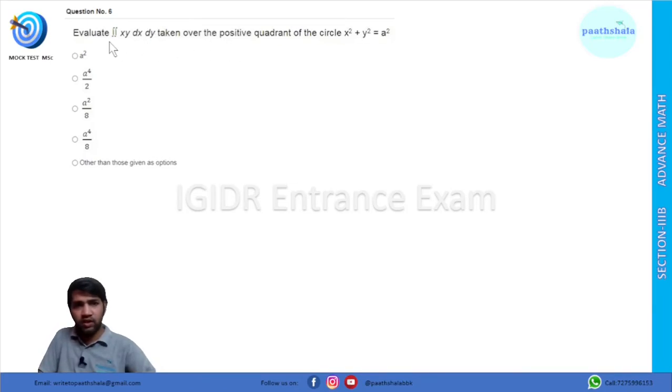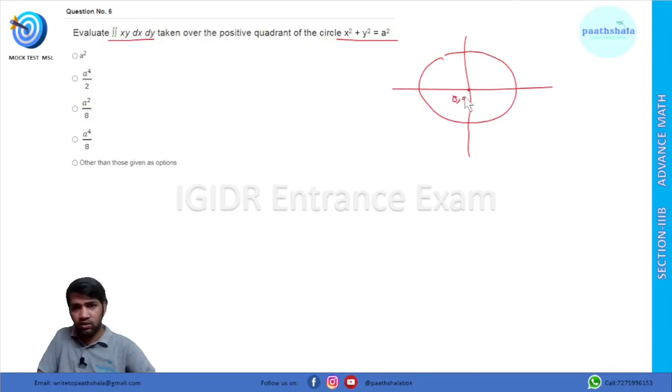Okay, so we have to find this double integral x y dx dy taken over the positive quadrant of this circle. So let's draw this circle. So this will have center at origin and radius a. So this point will be a comma 0 and this point will be 0 comma a. We have to find this area. Okay, so take a small strip and find out the area. So for that we have to find this integral, that is x y dx dy.